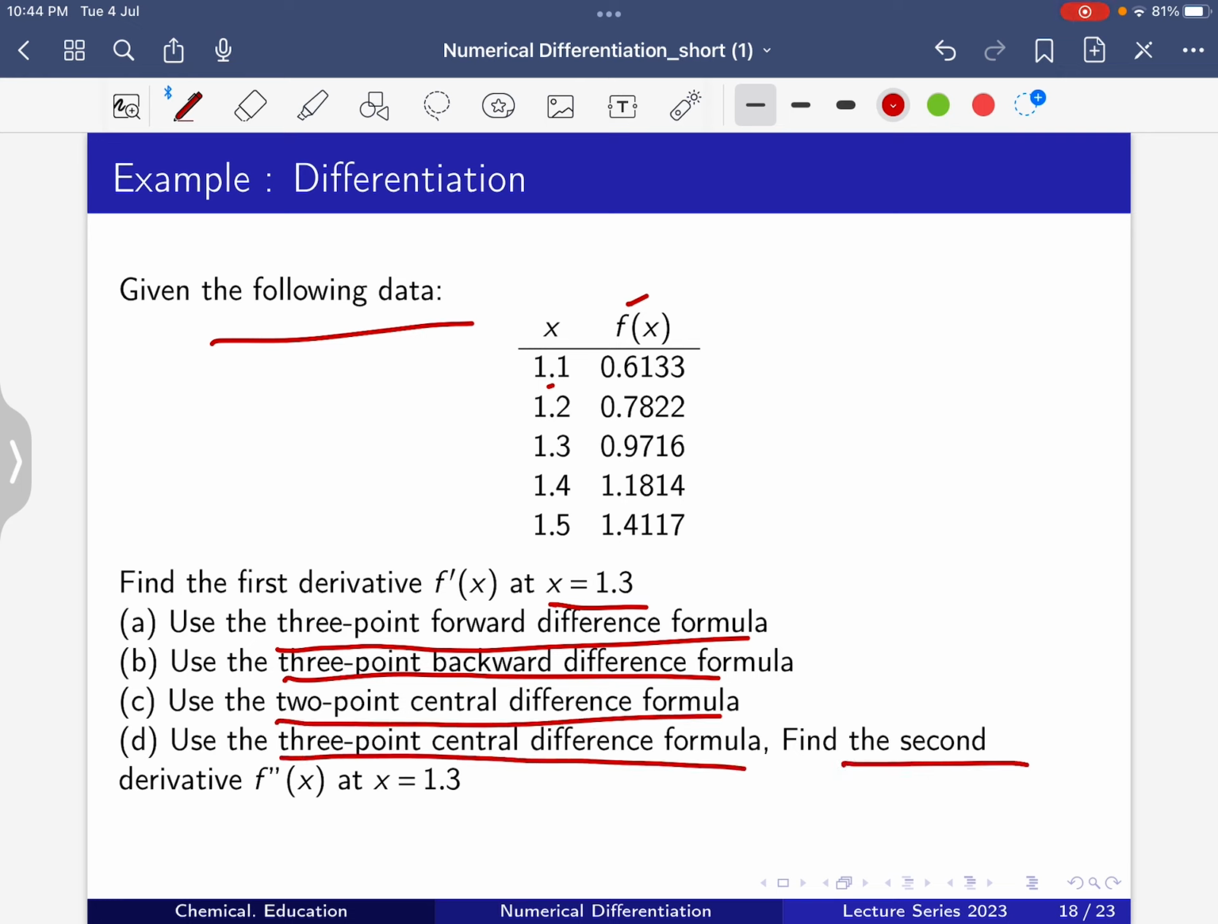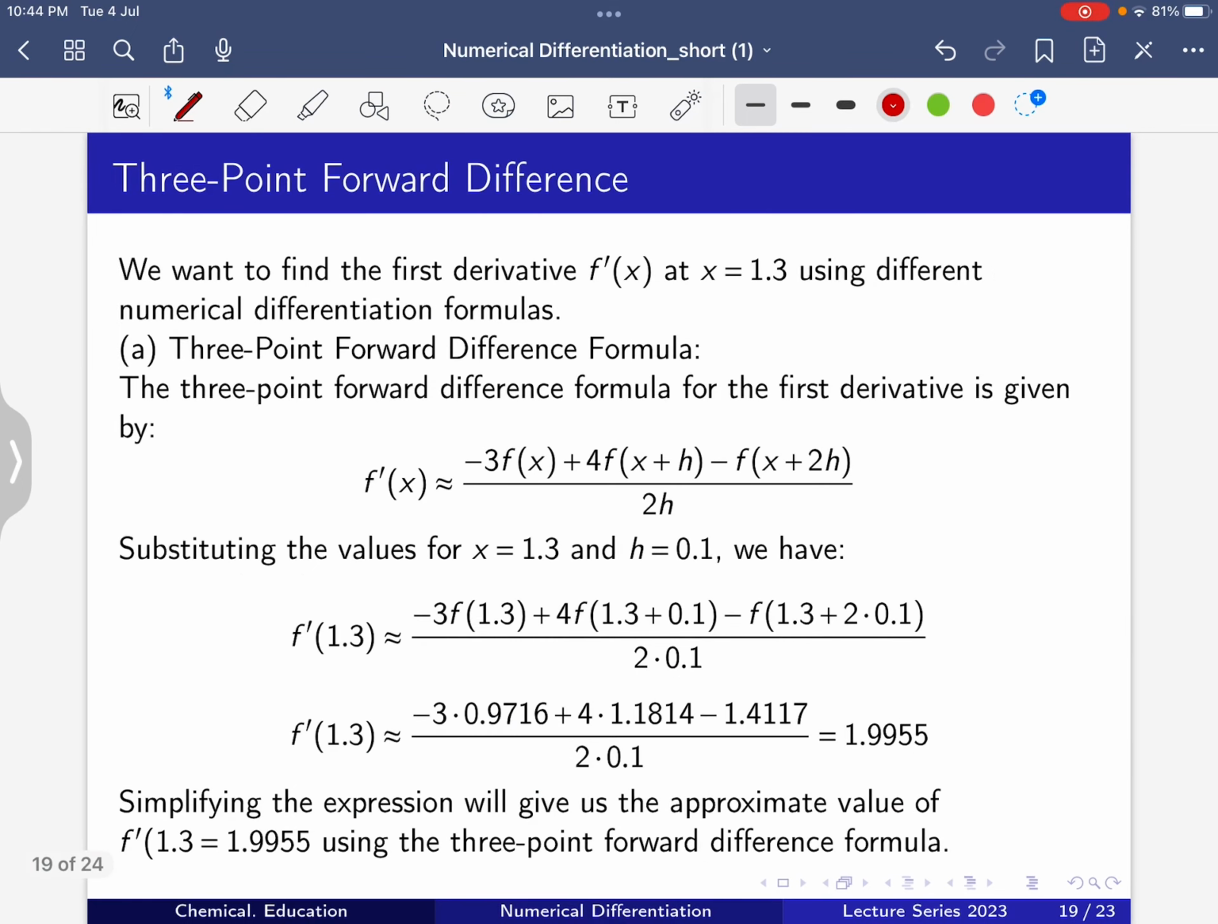So find the second order derivative at x is equal to 1.3. Now all our neighboring data points are given. Again, that formula is important. So what is the 3-point formula? The 3-point forward difference formula is f'(x) = [-3f(x) + 4f(x+h) - f(x+2h)]/(2h). First x is equal to 1.3, then x plus h is 1.4, and x plus 2h is 1.5.